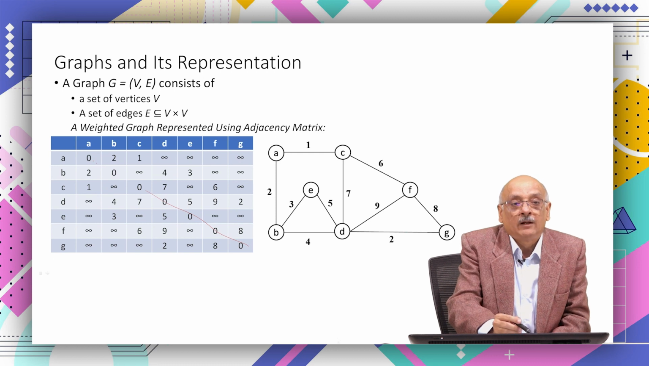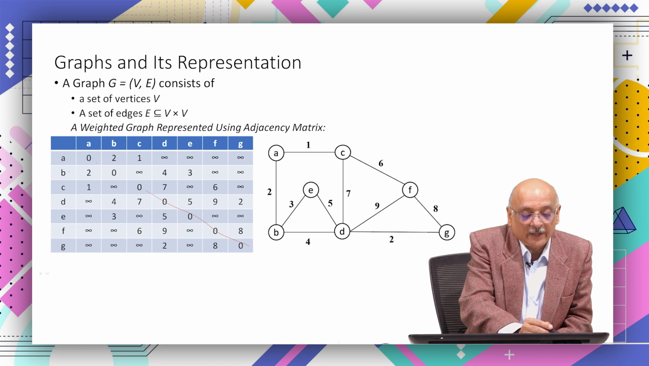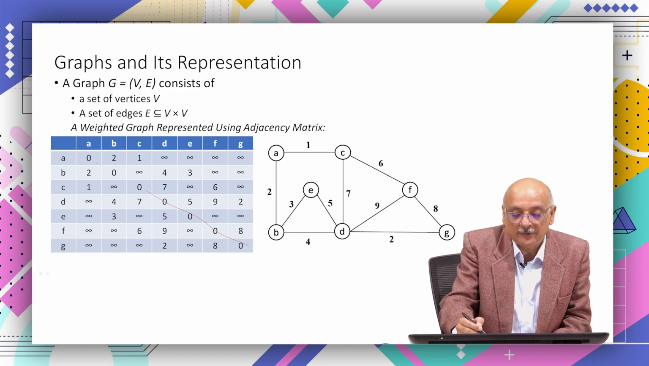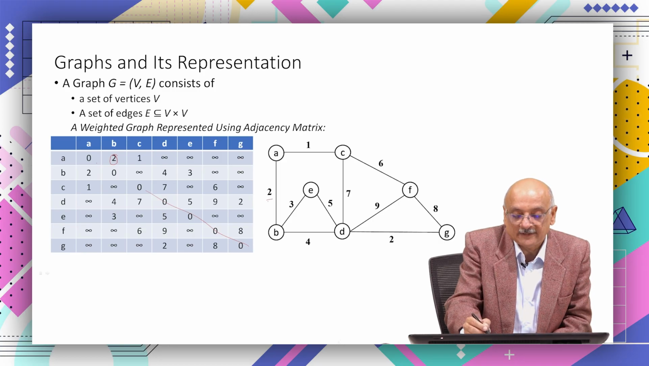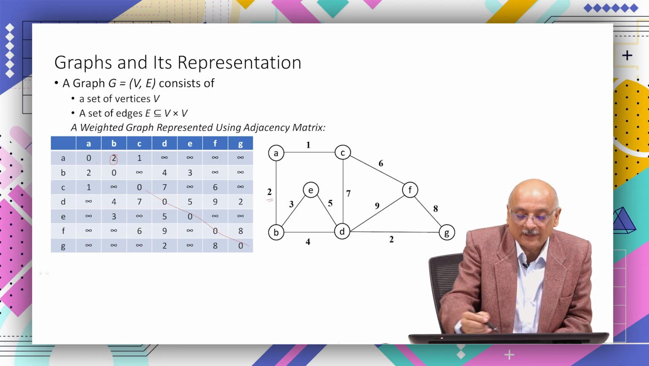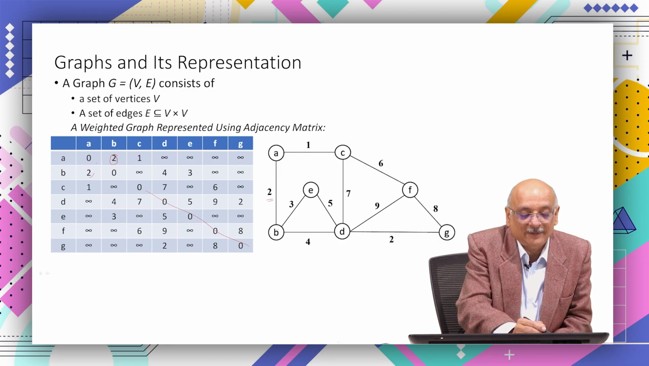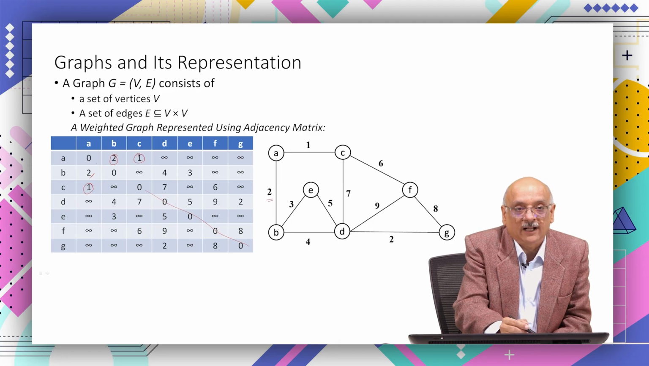Now look at an edge A to B, right? So there is an edge from A to B, and what is the weight of that particular edge? 2, right? And from B to A also we have the same weight. So you can see that the elements on either side of the diagonal are the same. Similarly, A to C, the weight is 1, and here you can see that both the weights are 1.